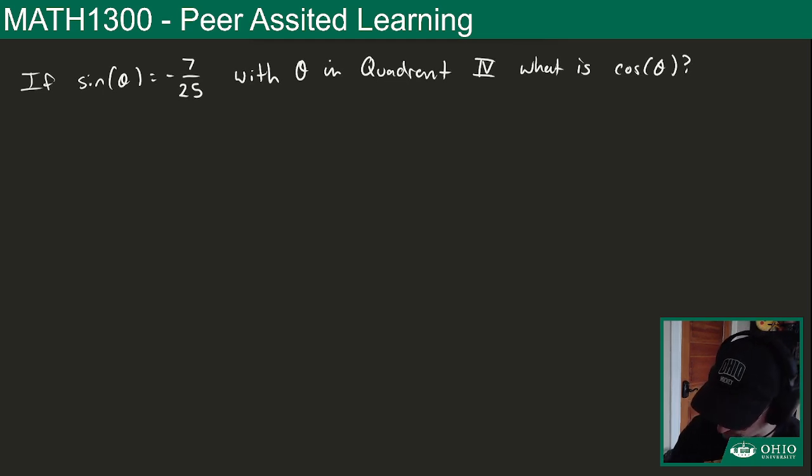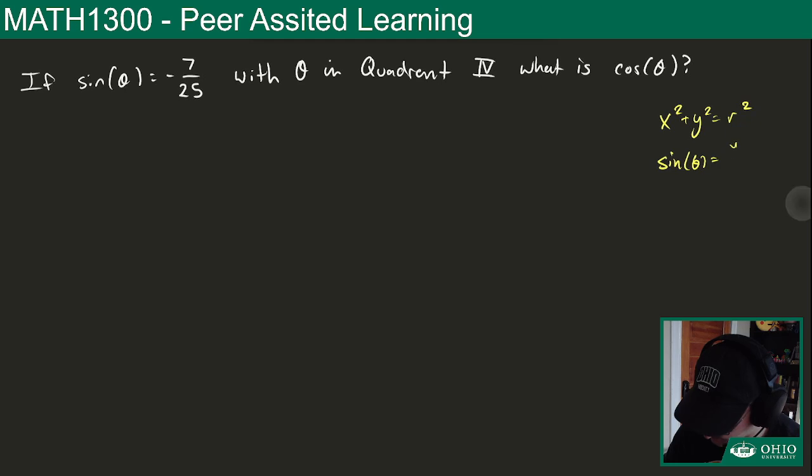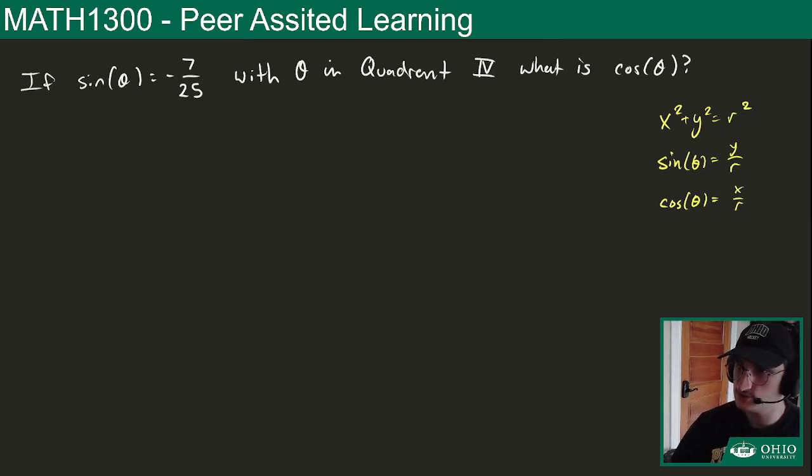So first, let me just write down the important formulas to know for this problem. We have that x squared plus y squared equals r squared formula, and we also know that sine of theta is y over r, and that cosine of theta is x over r. So we can start by deciphering what our values of x, y, and r are going to be. So I want to fill in these values at some point, x, y, and r.